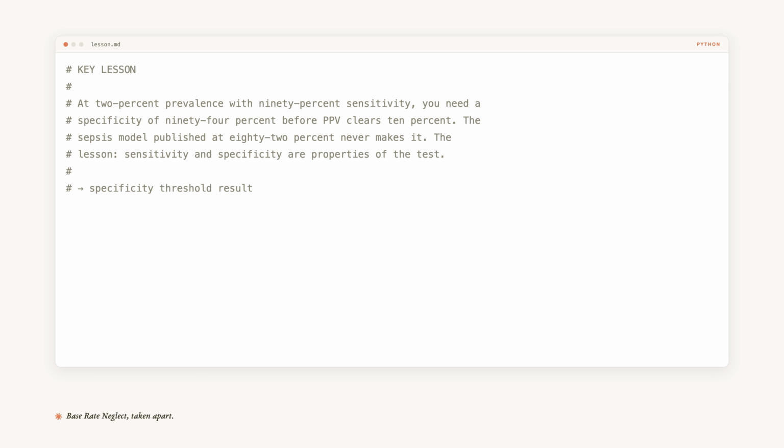The lesson: sensitivity and specificity are properties of the test. PPV is a property of the deployment context. They are not interchangeable, and the base rate is not optional information.